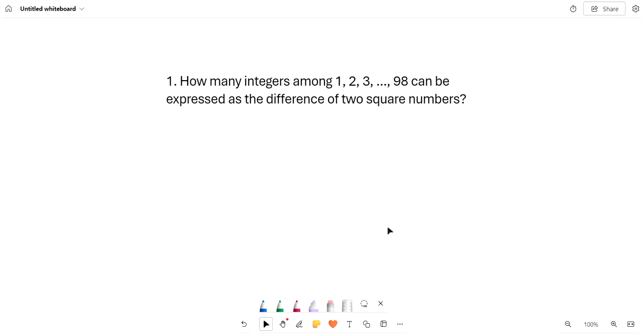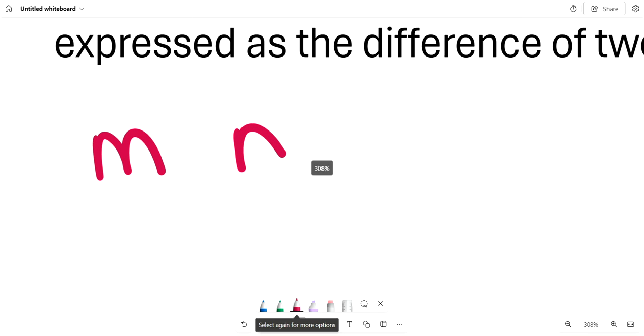So this is week 8 Friday, and number 1 says: how many integers among 1, 2, 3, all the way to 98 can be expressed as the difference of two square numbers? Let's try some stuff first. Let's say the two square numbers are m and n. So m and n are the square numbers, and we want the difference to be somewhere from 1 through 98.